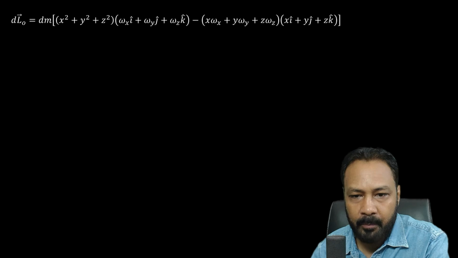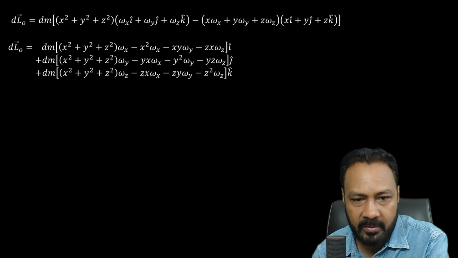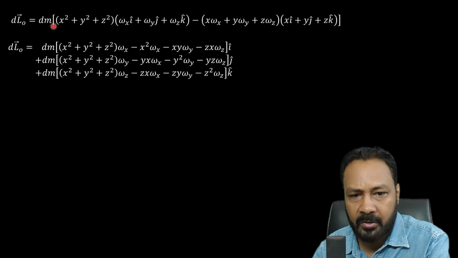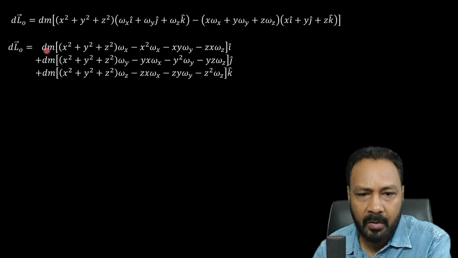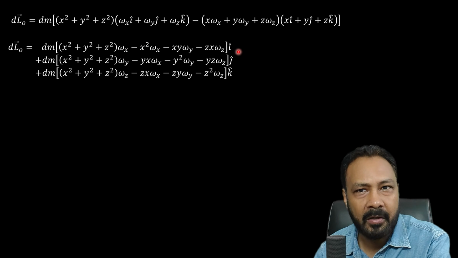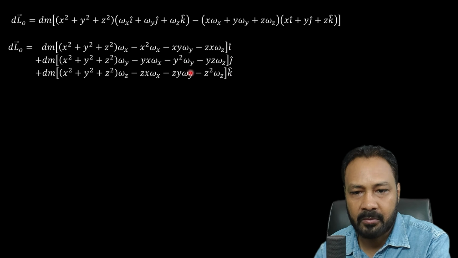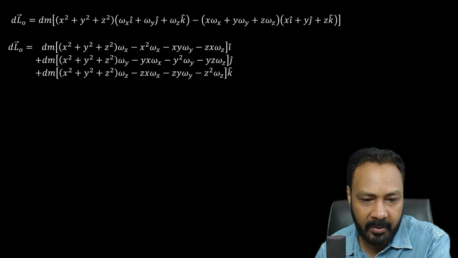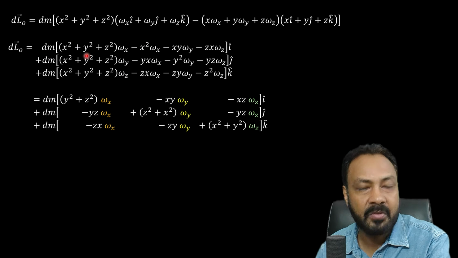In the next page I will simplify this. So that was the whole thing, you can recheck all those steps. Simplifying term by term, first dm is outside, and this whole thing is here. I'm taking x square plus y square plus z square into omega x minus the other term. I'm recollecting the terms of i cap, j cap, and k cap, so we get it like this. This is how I have simplified, and again simplifying in a more precise manner.